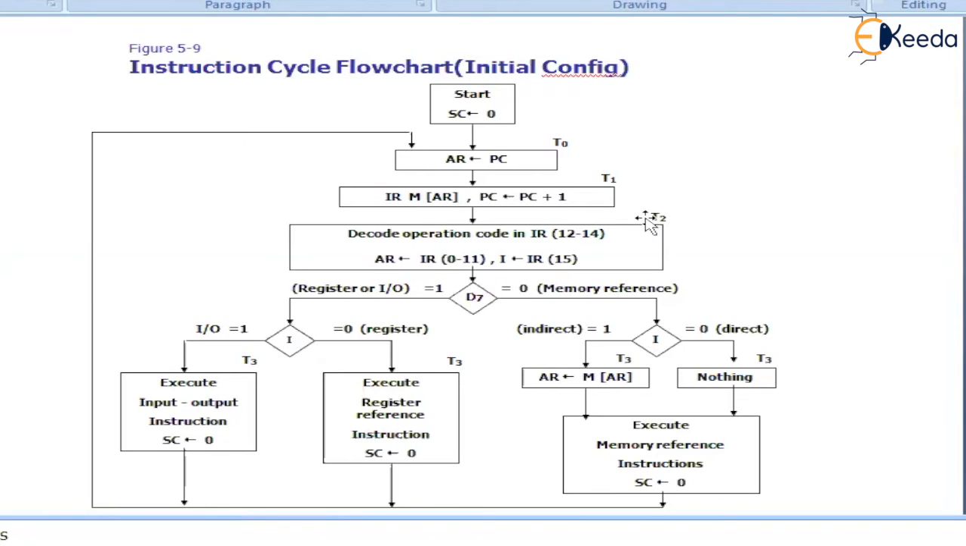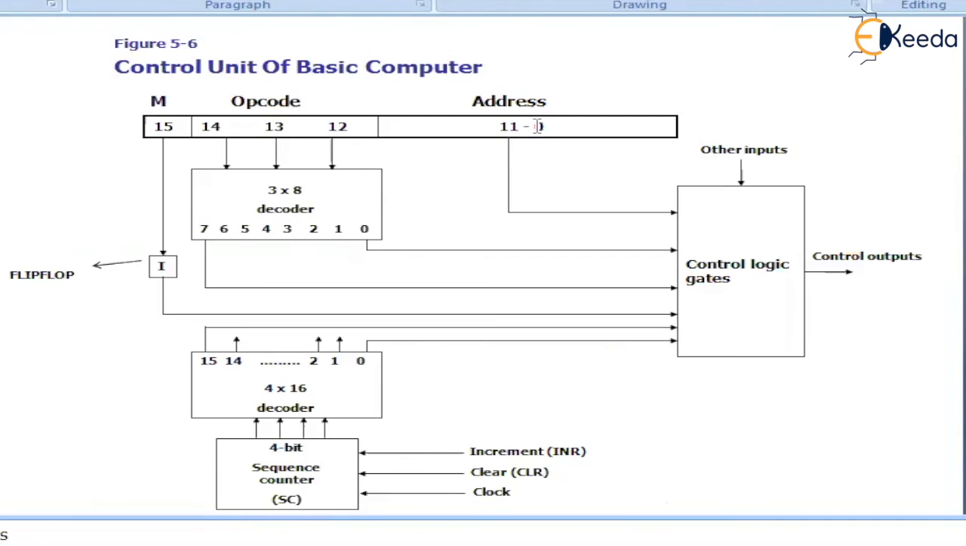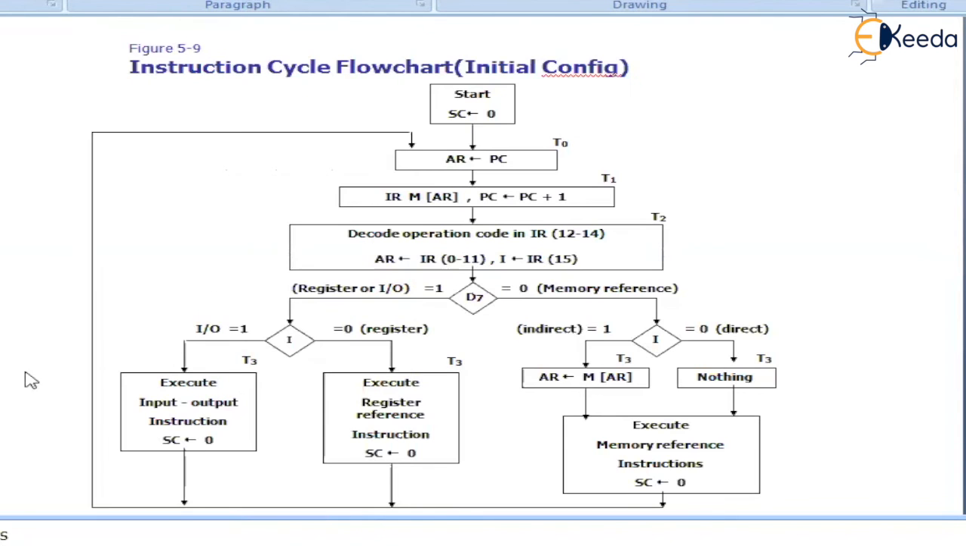In T2, what is going to happen? The opcode will get decoded. The mode digit should be decoded, the opcode should be decoded, and the 15th digit should be transferred to the flip-flop I. Address register will get the value from instruction register bits 0 to 11. Stay focused. This is an address. This address must get transferred to the address register. That is in T2.